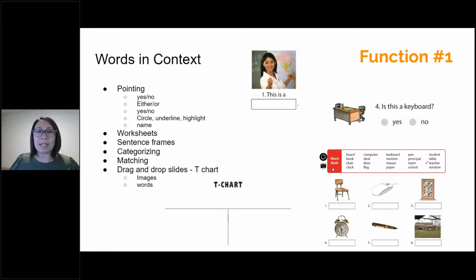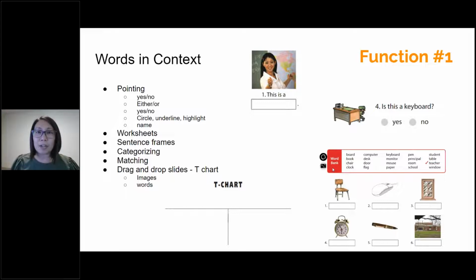So then you'll see worksheets. You might have a worksheet with just all the pictures and then they write the words. Or this is a blank. We talked about sentence frames. We love sentence frames even at secondary level, except it might be in the form of a worksheet. It might be in sentence frames and pocket charts.